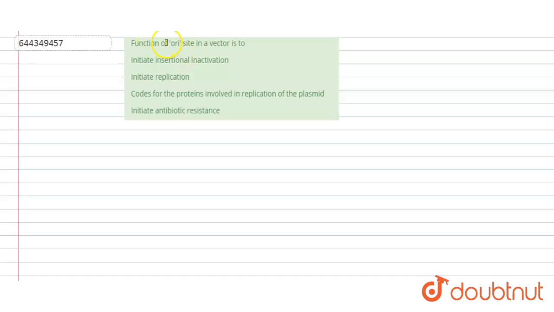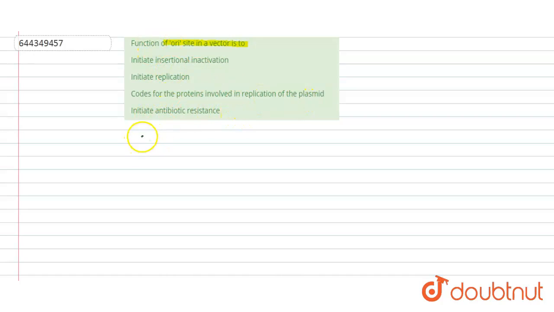Question is: function of ORI site in a vector is to. Options are: initiate insertional inactivation, initiate replication, codes for proteins involved in replication of plasmid, initiate antibiotic resistance.